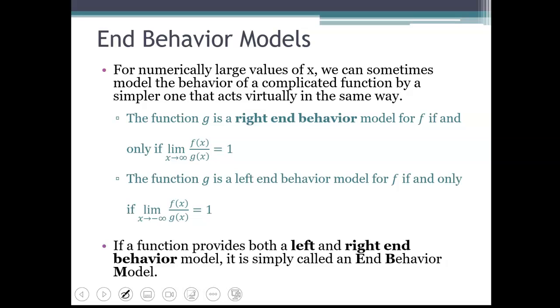So the end behavior goes to infinity and negative infinity. Again, it brings back that connection of the horizontal asymptotes. So it might not ask you for the horizontal asymptotes, it might describe it as end behavior models.